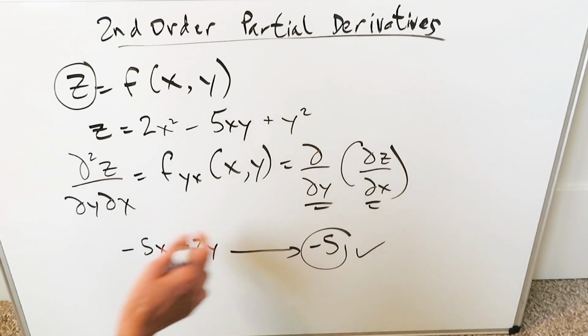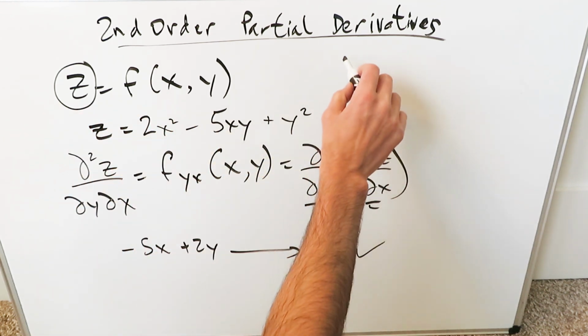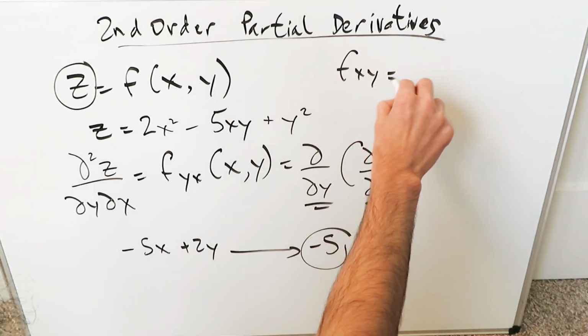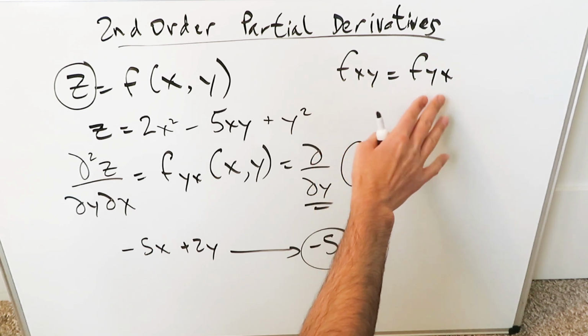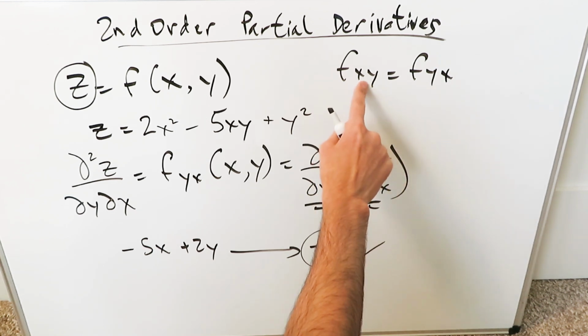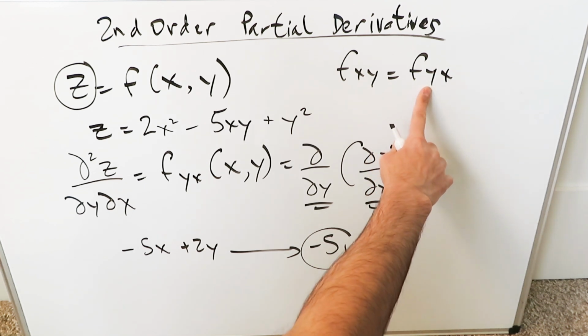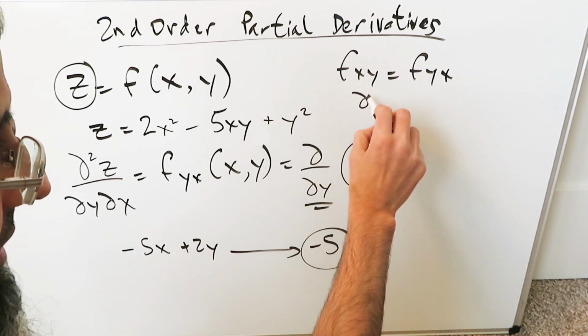Now, when your function is continuous and the partial derivatives are continuous, your second order partial derivatives should be equal. Look at the representation I'm showing you. fxy should be equal to fyx. The derivative with respect to x followed by y should be equal to the derivative with respect to y followed by x. You can formally represent the terminology as this.